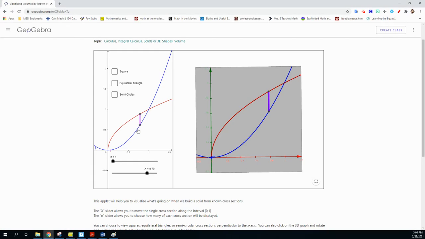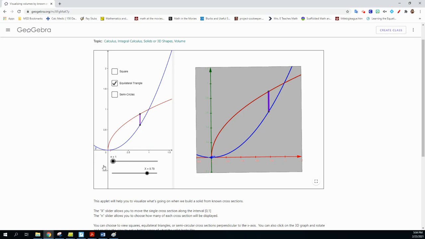Okay, so we're going to look at this really quickly. Here we have two functions, the red function and the blue function. This is my 2D image. If I were to make cross sections that are perpendicular to the x-axis, let's say I pick squares. If I increase the number of squares, this is all I see in 2D. It doesn't really make much sense. I can pick equilateral triangles, and I'm going to see pretty much the same thing in 2D.